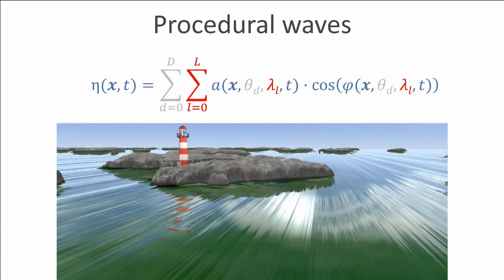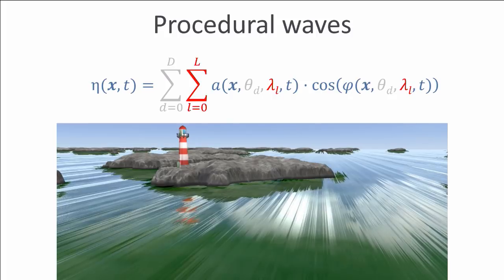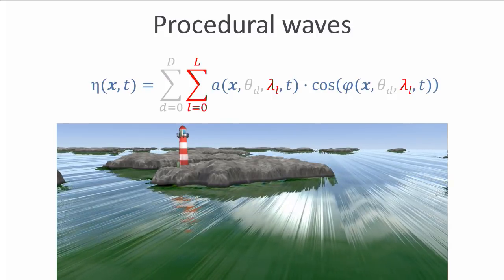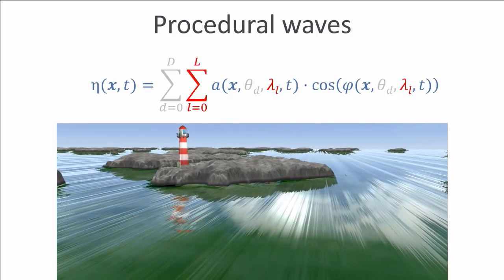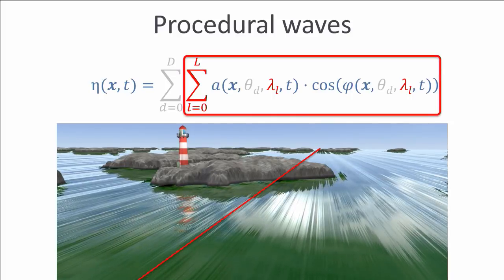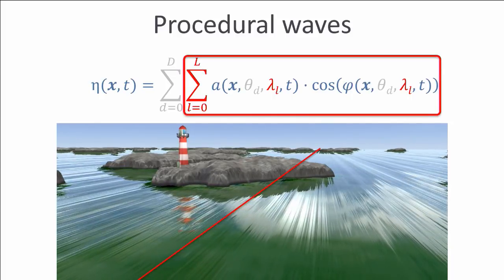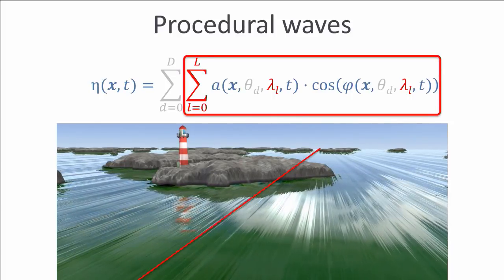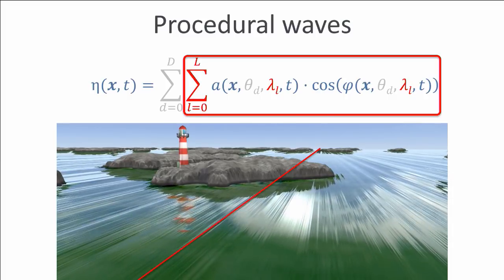So let's have a look at a single wave direction here, essentially keeping D fixed. We notice that all the locations along the red line compute precisely the same inner sum in this example, as indicated above.